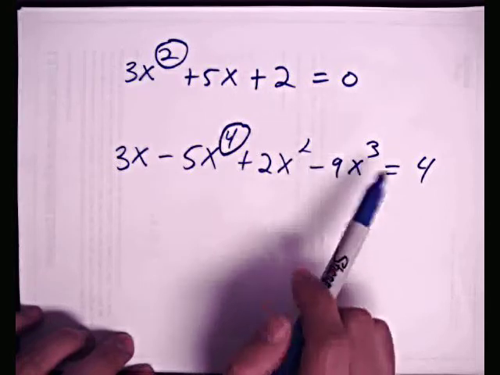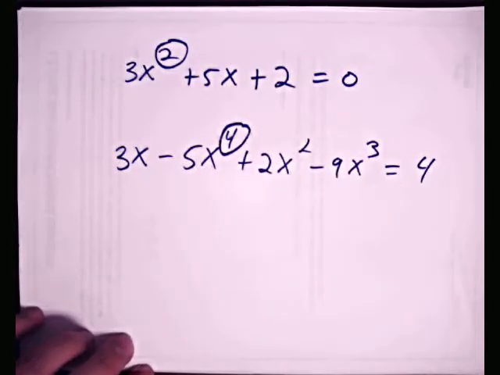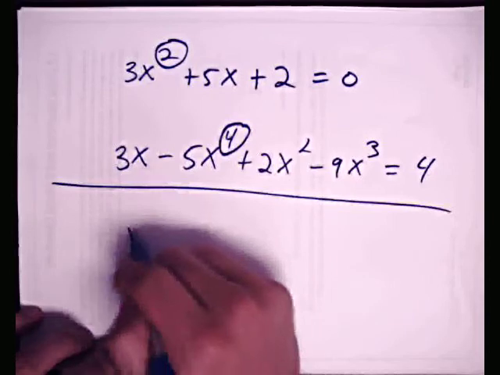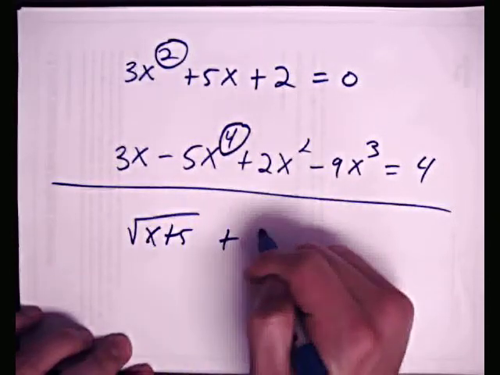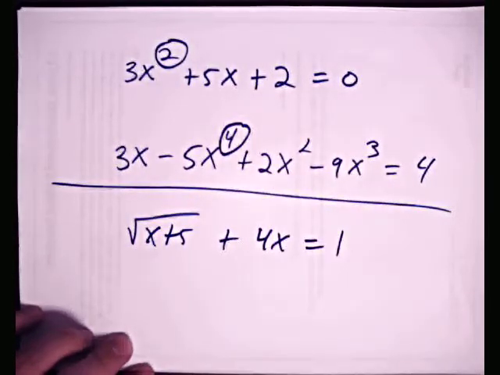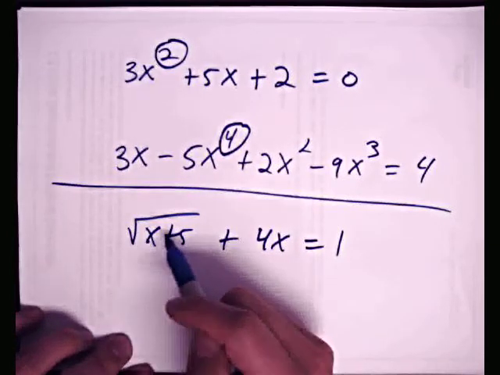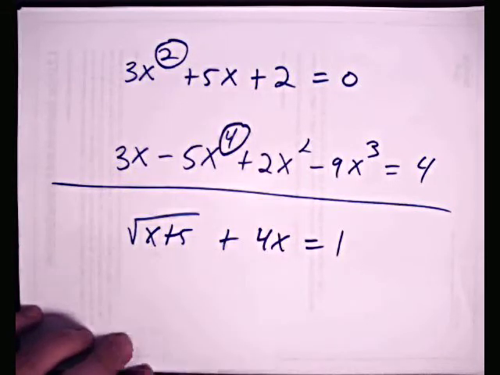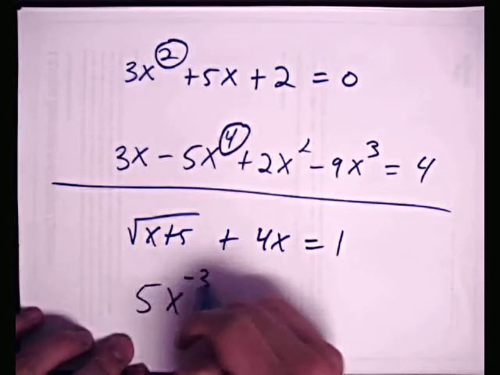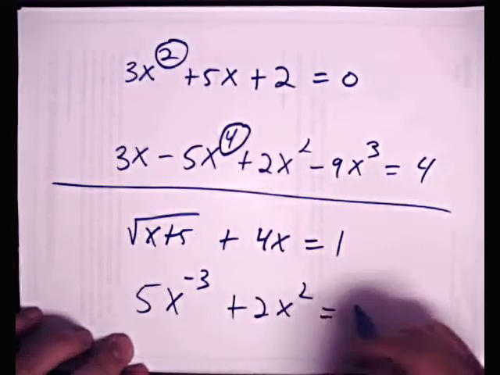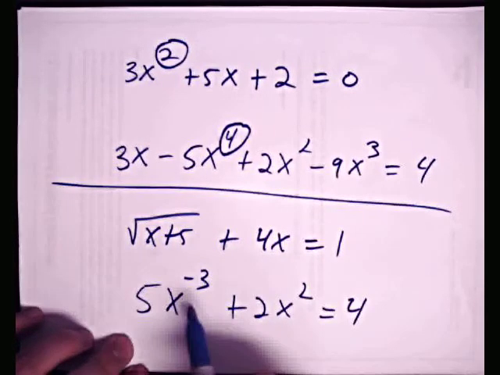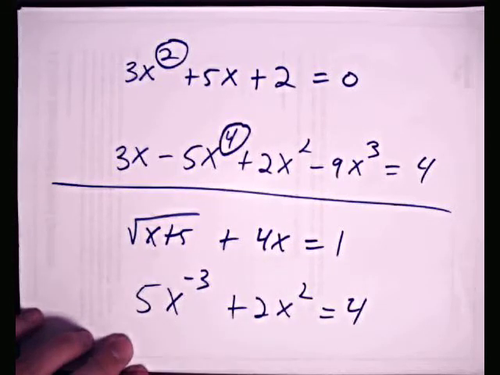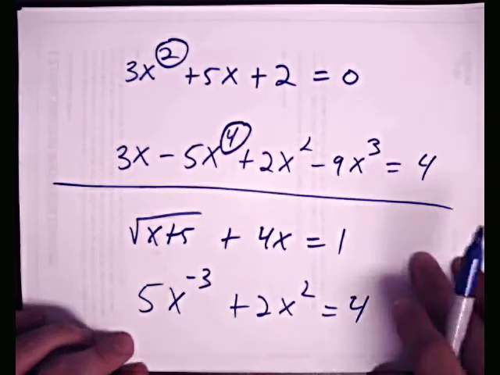The thing that makes a polynomial is that all of the x's have whole number exponents. So, a couple things that would not be polynomials. The square root of x plus 5, plus 4x equals 1. That's a radical equation. x is contained within a square root, which means it doesn't have a whole number exponent. Or something like 5x to the negative 3 power plus 2x squared equals 4. That one has a negative exponent. So again, the thing that makes a polynomial is whole number exponents. So let's go into example 1, which says solve by factoring.